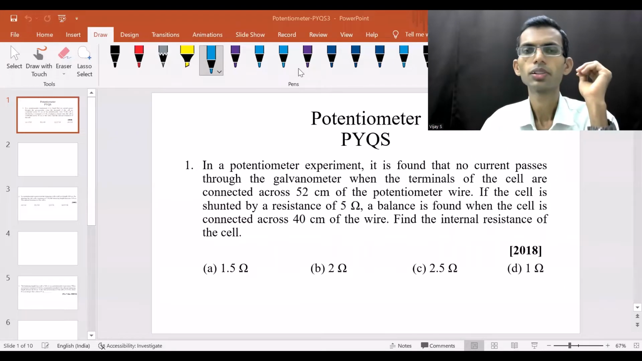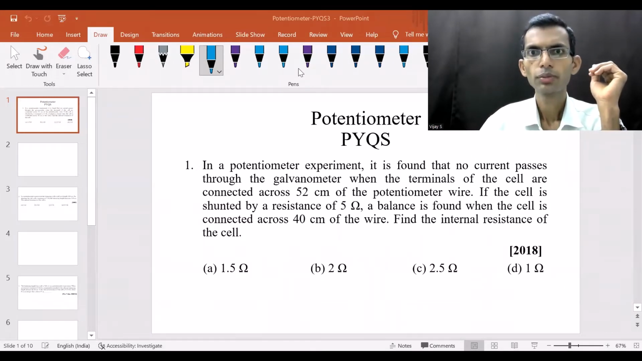Let us see the first question. In a potentiometer experiment, it is found that no current passes through the galvanometer when the terminals of the cell are connected across 52 centimeters of the potentiometer wire. If the cell is shunted by a resistance of 5 ohm, a balance is found when the cell is connected across 40 centimeters of the wire. Find the internal resistance of the cell.